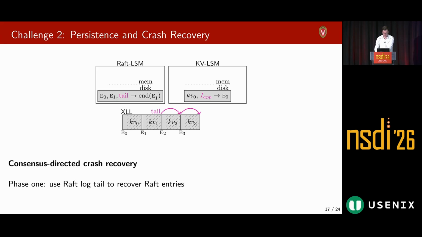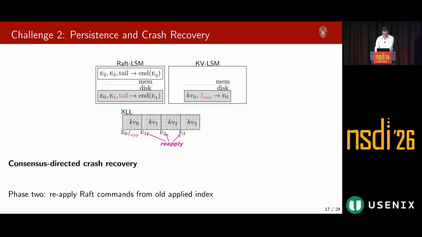We'll start with raft, replaying the log from the tail pointer through the end of the log. And that will recover all the raft entries back into memory. Then in the second phase of our crash recovery protocol, we'll start from that applied index so that we don't accidentally double apply an entry, and we'll reapply all the commands from the rest of the raft log. So that's E1, E2, E3. And that restores all the KV data to memory as well.